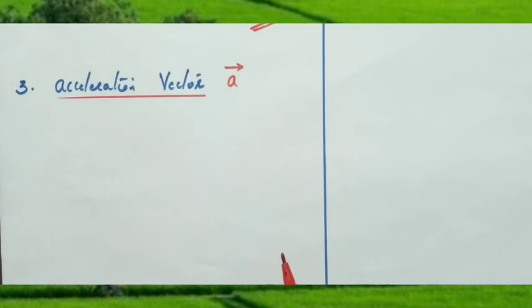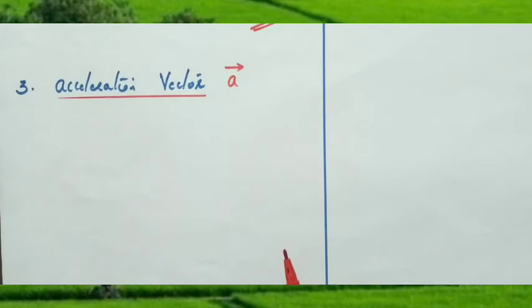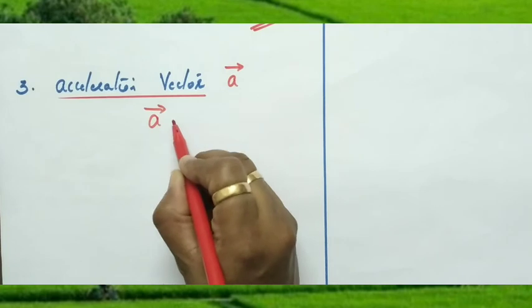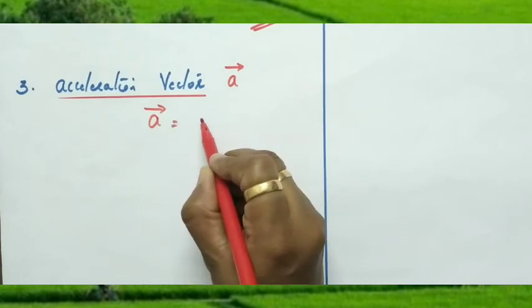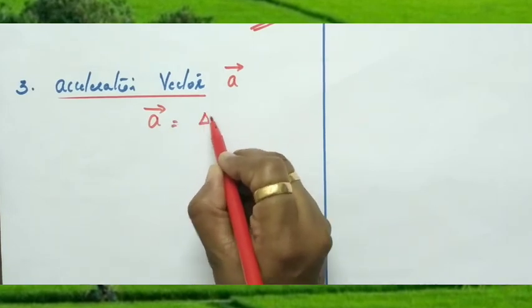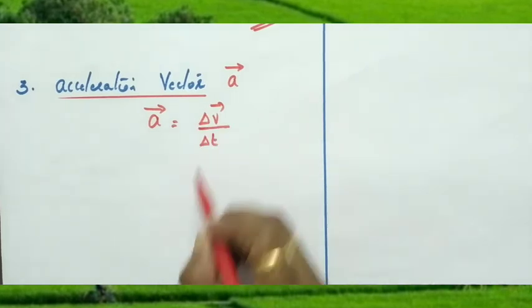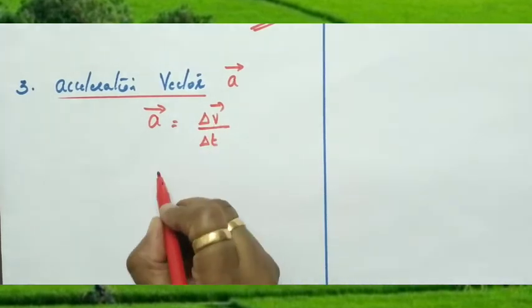We know acceleration is the rate of change of velocity. Change in velocity divided by time is acceleration. Similarly, the acceleration vector can be written as vector a equal to the change in velocity, that is delta v, divided by delta t. Clear? The change in velocity divided by time.